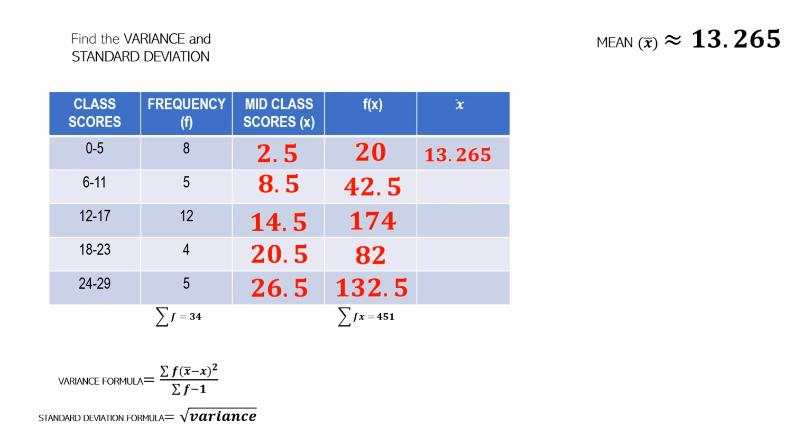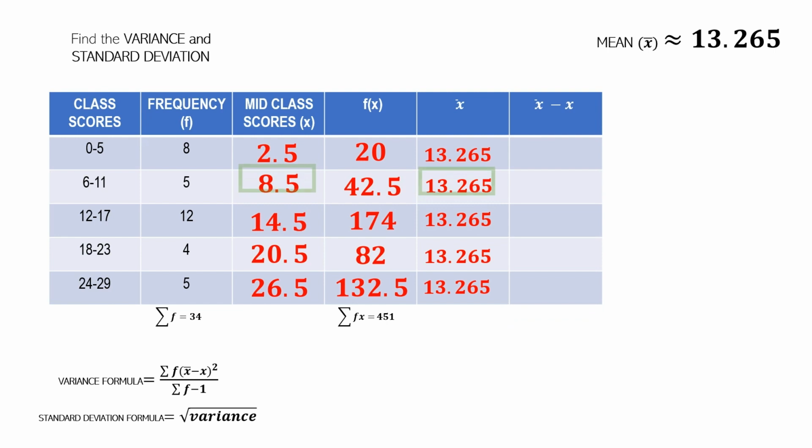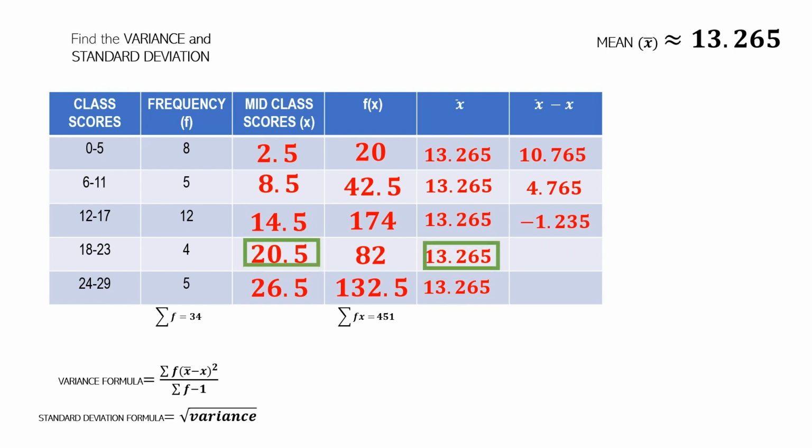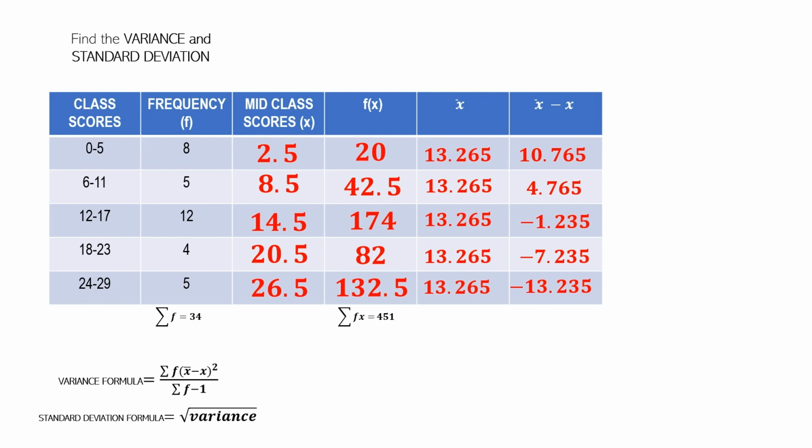First, 2.5 minus 13.265 is negative 10.765. Second, 8.5 minus 13.265 is negative 4.765. Third, 14.5 minus 13.265 is 1.235. Fourth, 20.5 minus 13.265 is 7.235. Fifth, 26.5 minus 13.265 is 13.235. The fifth column is complete.